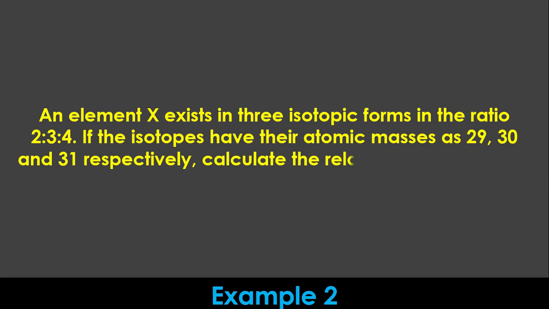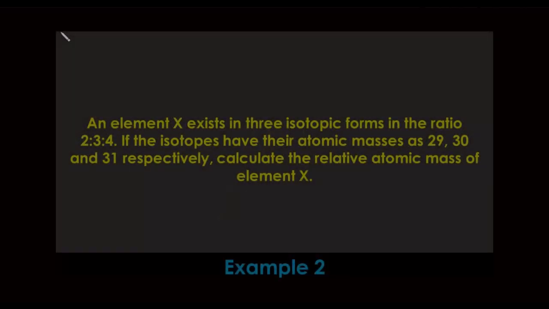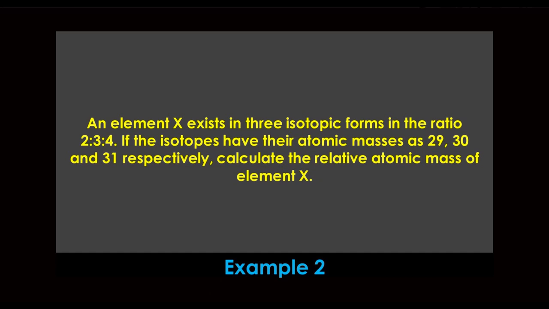If the isotopes have the atomic masses as 29, 30, and 31 respectively, calculate the relative atomic mass of element X. In example 2, the relative abundances of the isotopes of X are given as a ratio. We are also given the atomic masses of the isotopes and asked to calculate the relative atomic mass of X. As usual, we will first write out the parameters provided, after which we will convert the ratio of the isotopes to fractions and then substitute the atomic masses and the fractions into the RAM formula as shown.